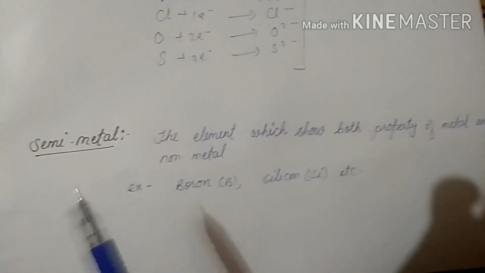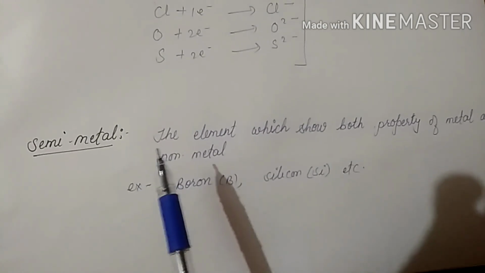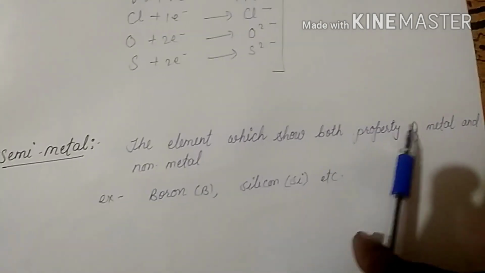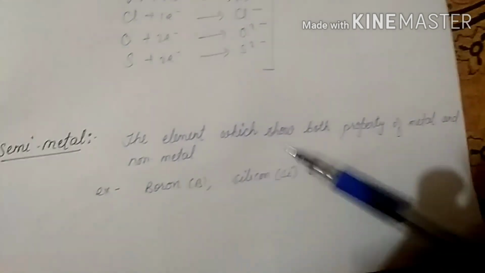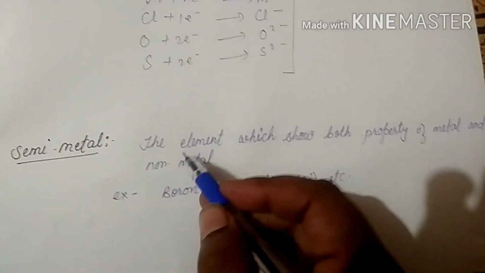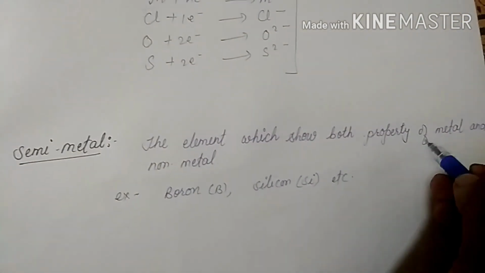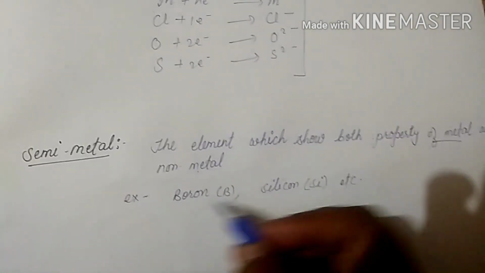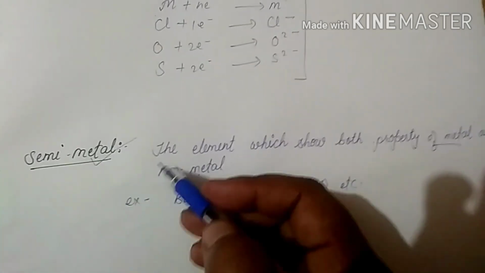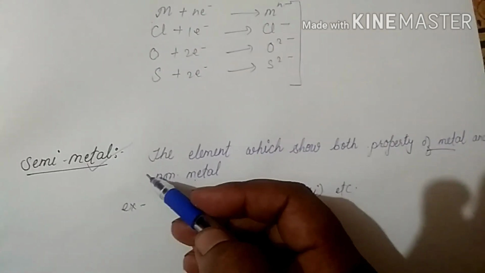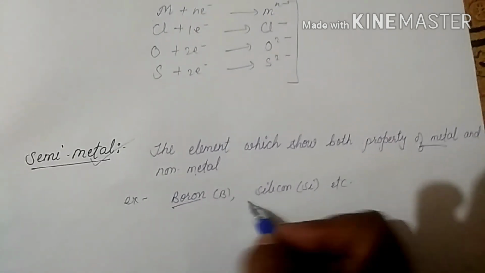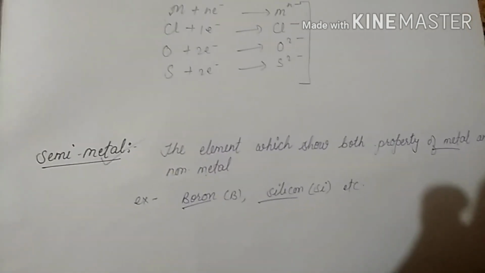Now third is semi-metal. See, children, the elements which show both the properties of metal and non-metal. Clear, children? Those elements which show both the properties of metal and non-metal are called semi-metals. They are also called metalloids. Clear? Examples are boron, silicon, germanium, etc.